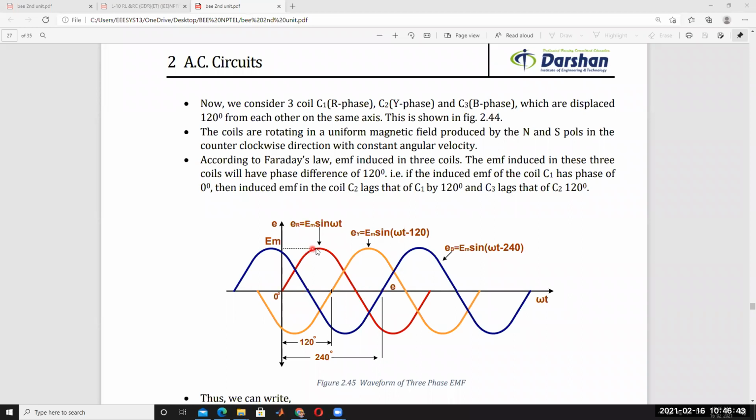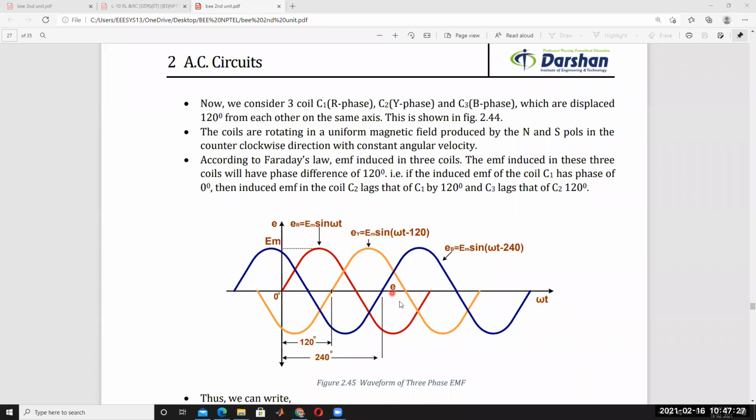So by taking C1 as the reference: here 0 degrees, 90 degrees, 180 degrees, 240 degrees, 360 degrees. The EMFs induced in the three coils will have a phase difference of 120 degrees. That is, the EMF induced in coil C1 is at 0 degrees, and the EMF induced in coil C2 lags C1 by 120 degrees. After 120 degrees onwards, the Y phase will start.